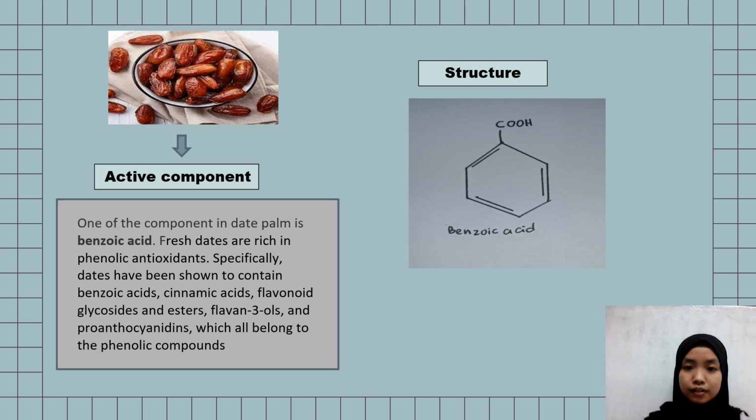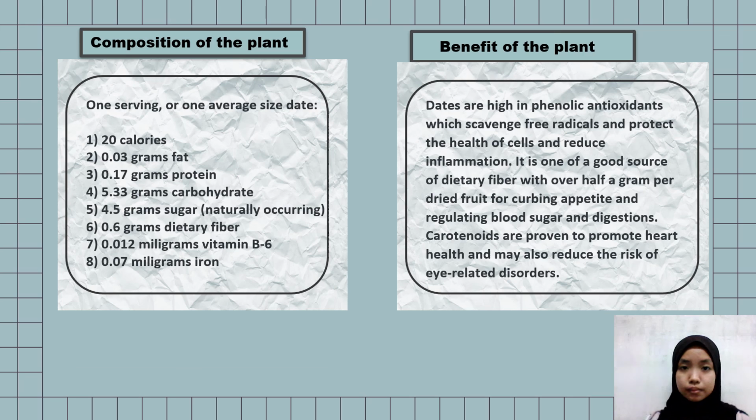So, this is the structure of benzoic acid. Composition of the plant: 1 serving or 1 average size date. It has 20 calories, 0.03 grams fat, 0.17 grams protein, 5.33 grams carbohydrate, 4.5 grams sugar, 0.6 grams dietary fiber, 0.012 milligrams vitamin B6, and 0.07 milligrams iron.